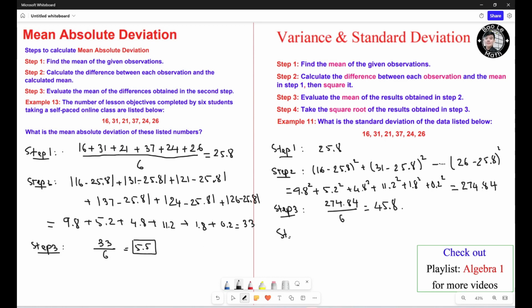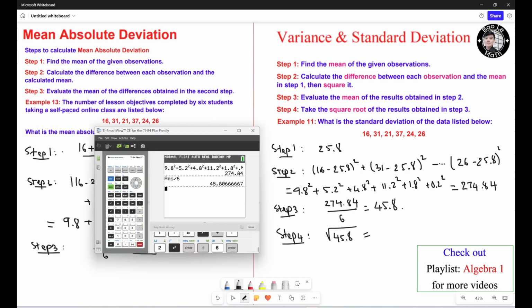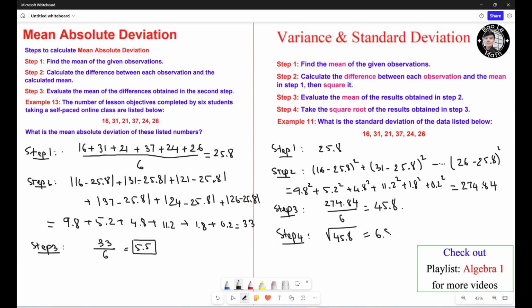Now the last one, step number 4: you need to take the square root of 45.8. It's roughly 6.8, and this is the answer. This is the standard deviation.